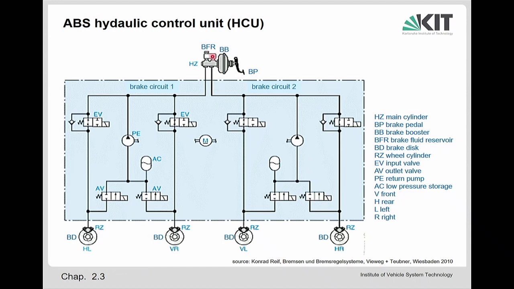So that means let's have a look at brake circuit 1. So the brake pressure goes in here, it goes here. And so this valve is typically open. So this is the inlet valve, and through that inlet valve, the brake pressure goes here to the wheel brake. And this is the outlet valve. So if necessary, this can close, this can open.